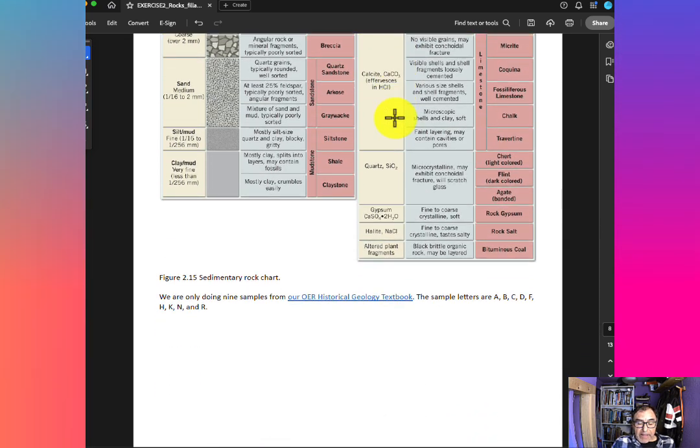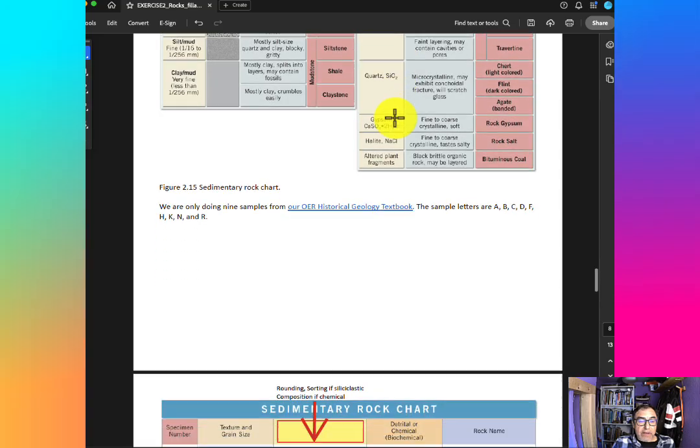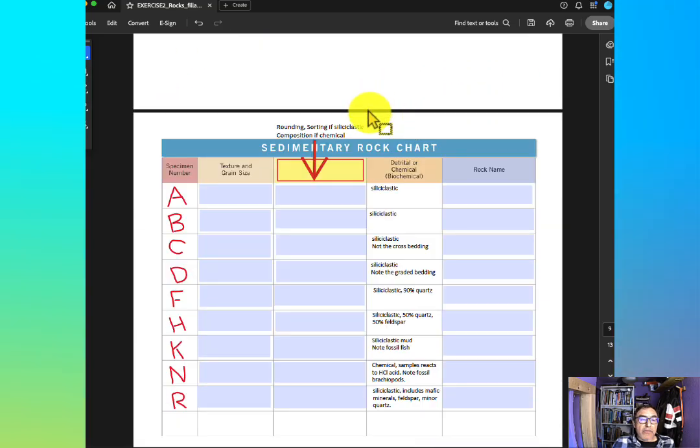So again, we have some samples that we're going to identify here. Let's go down here and look at our table. Same idea here. In this case, for the texture, either it's mud size, sand size, or gravel size. That's all you have to put down here for the size. And then for the rounding or sorting, by looking at the grains, how well rounded are they? Are they angular? Are they poorly sorted, right? So you want to put that in here. And then obviously, I've done this for you already, so that kind of helps you.